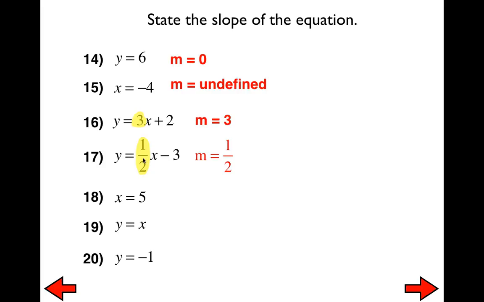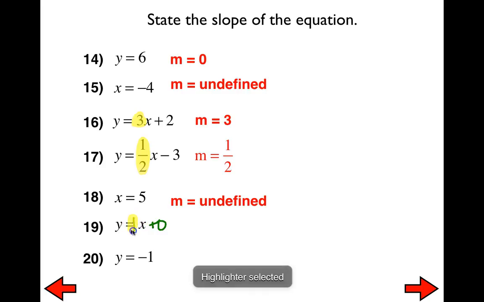Okay, so let's go over the answers. For number 18, the slope is undefined. Number 19 is very tricky. This is in slope-intercept form. It's technically y equals 1x plus 0. So I can say that the slope is 1. So I'm going to say m equals 1. Last but not least, number 20, I'm going to say the slope is 0.